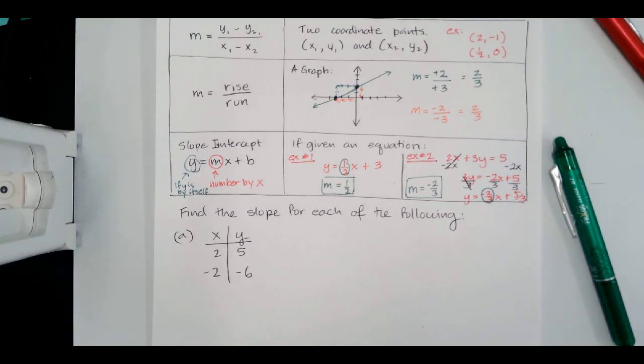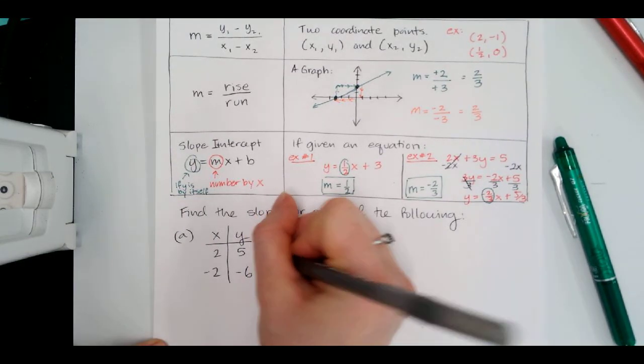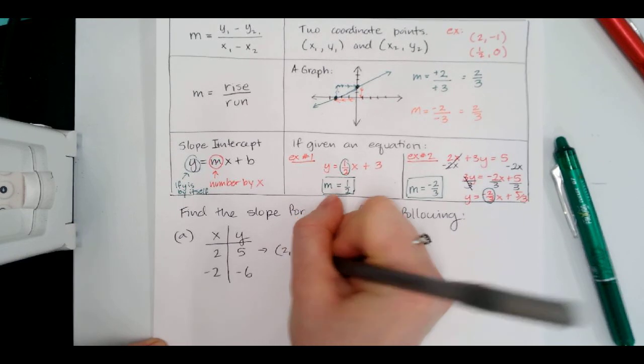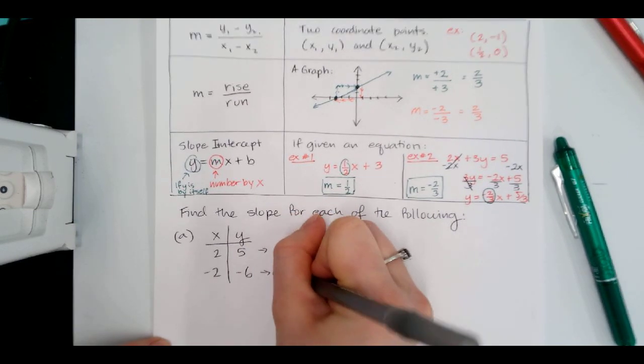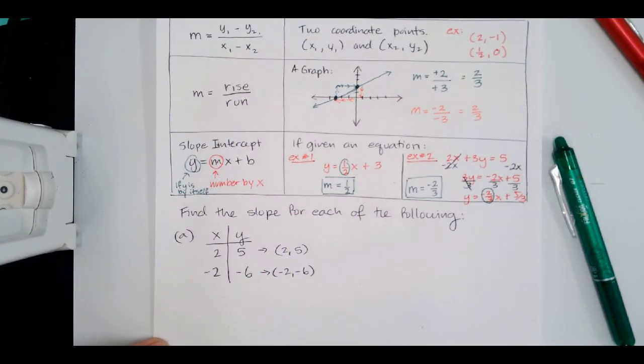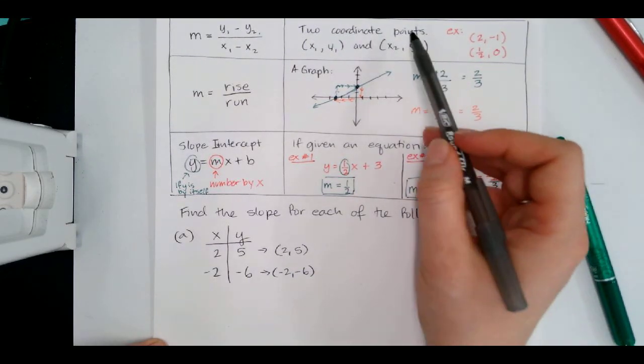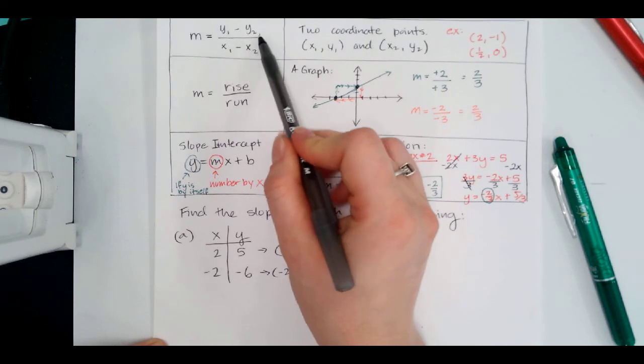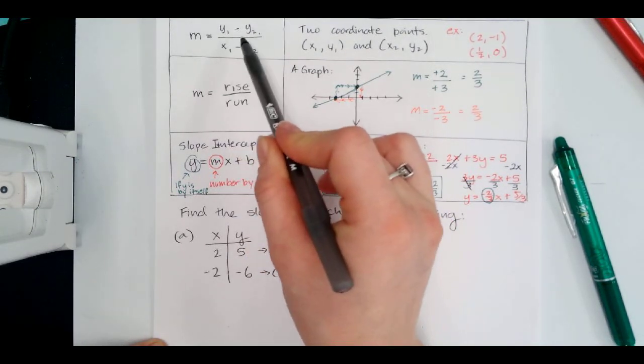Okay, so hopefully you've paused the video and tried this by yourself. All right, so what am I given? I'm given a table of values, which means these can all be written as coordinate points. So what method did I say was best to use if you were given coordinate points? Let's see. This method is the best method to use if I'm given 2 coordinate points.